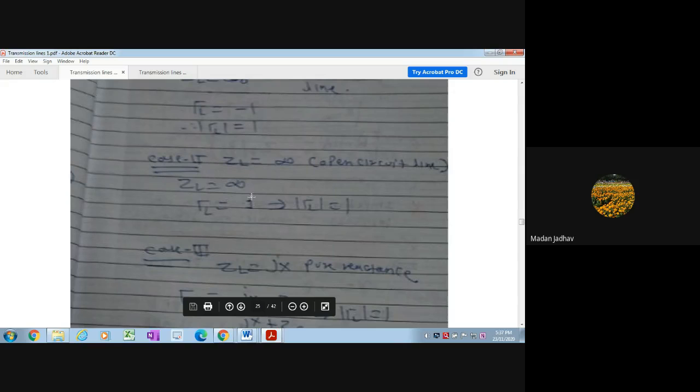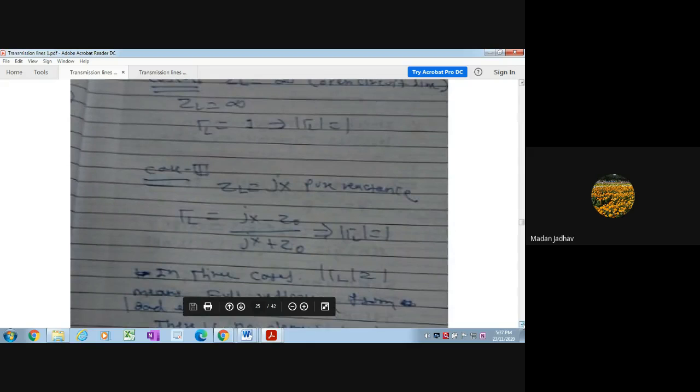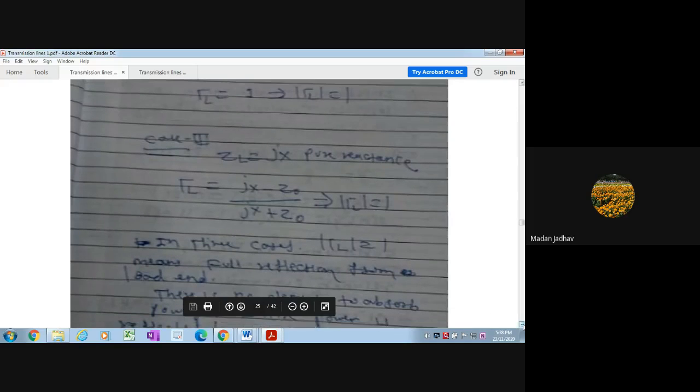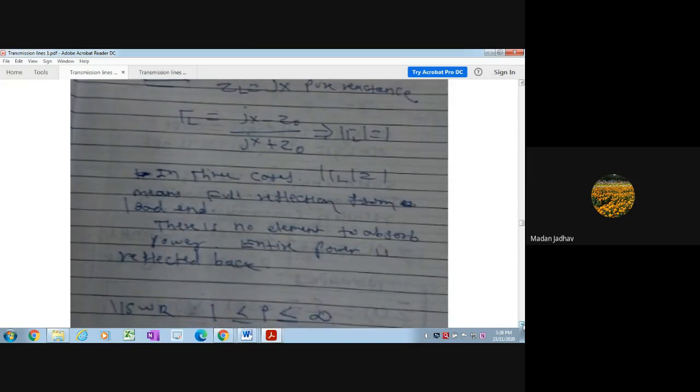When the line is open circuited, ZL is equal to infinity, and your reflection coefficient is equal to 1, which means that the total power is reflected back. Now when ZL is equal to jX, that is a pure reactance, for this case also the reflection coefficient is equal to 1, which means that the total power is reflected back. Okay, now these are the three cases.